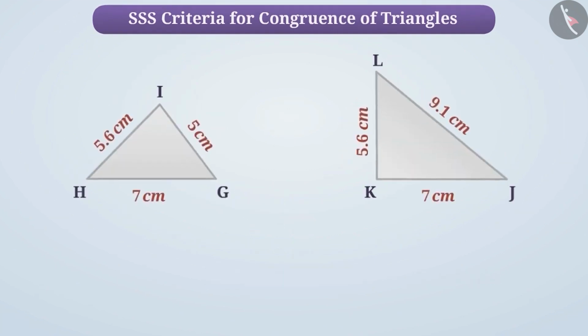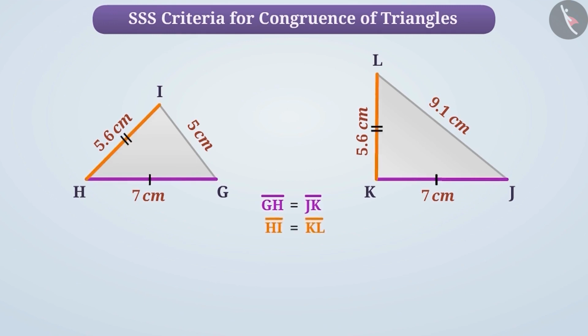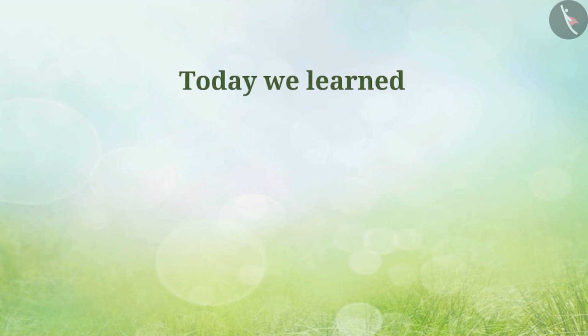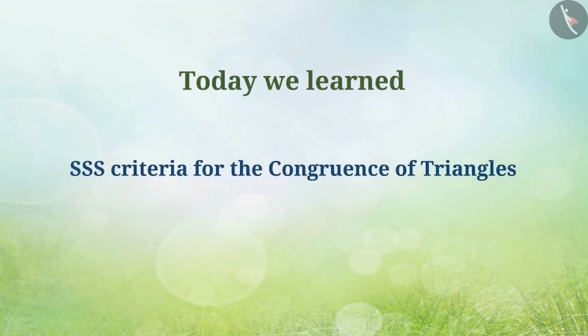Now, if we talk about triangle GHI and triangle JKL, then here GH is equal to JK and HI is equal to KL. But the third corresponding sides GI and JL are not equal. Hence, the SSS congruence rule is not applied, which concludes that triangle GHI and triangle JKL are not congruent. By now, you must have understood the SSS congruence rule thoroughly. Today we learned SSS criteria for congruence of triangles. In the next video, we will see some examples related to this.